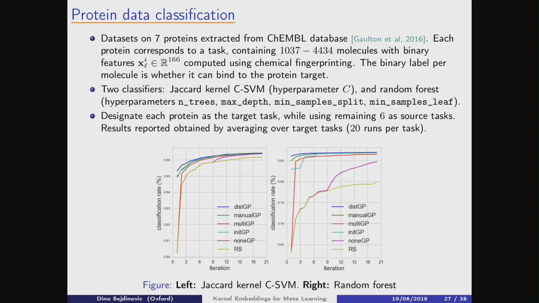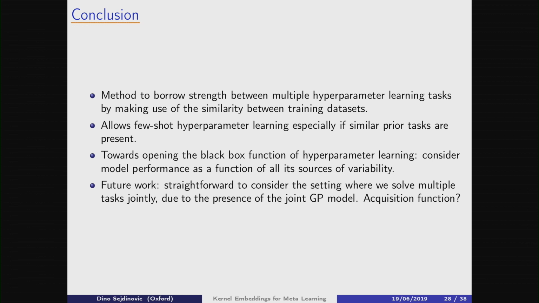Okay, I'm running out of time, so I'll just give a conclusion for this part of the talk. What I've talked about is a method to borrow strength between multiple hyperparameter learning tasks by making use of the similarity between training datasets. This allows few-shot hyperparameter learning, especially if similar prior tasks are present. What's important as a distinction of this method from prior work is that it has a joint model across the tasks, and hence it can propose useful hyperparameters without seeing absolutely any evaluations on the target task. The prior work typically has a model for each of the tasks, but shares representations across tasks.